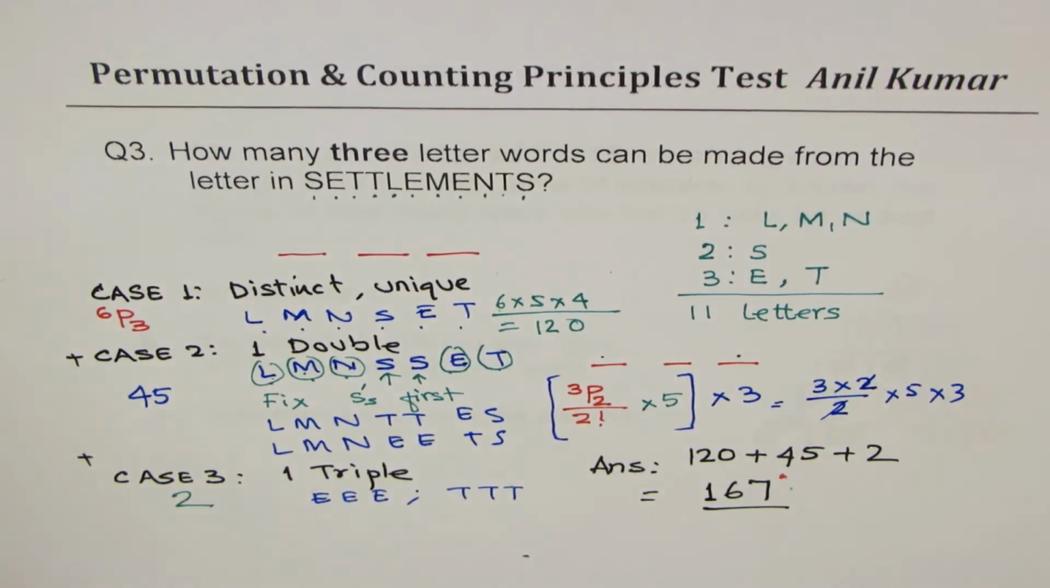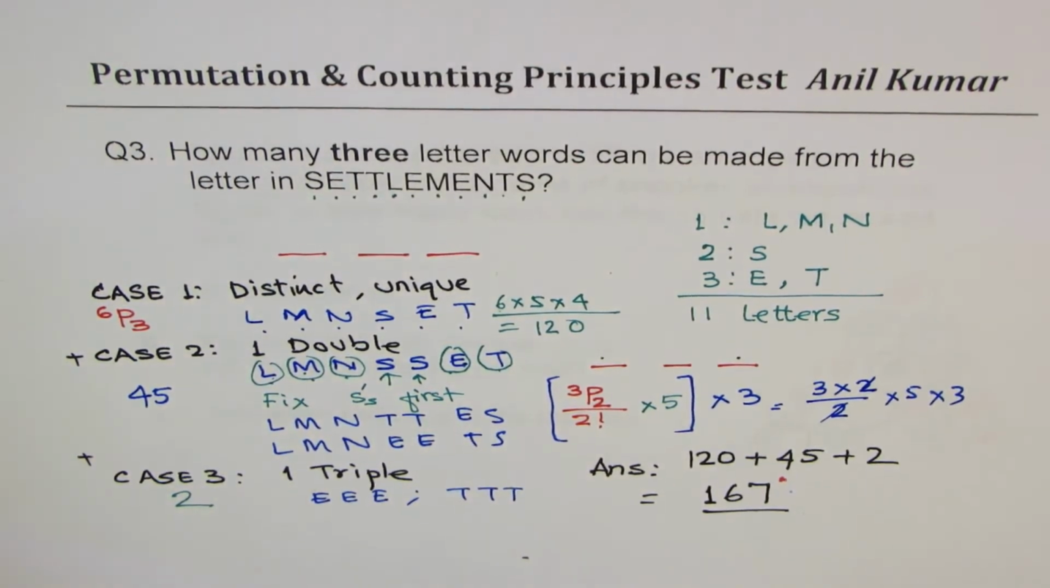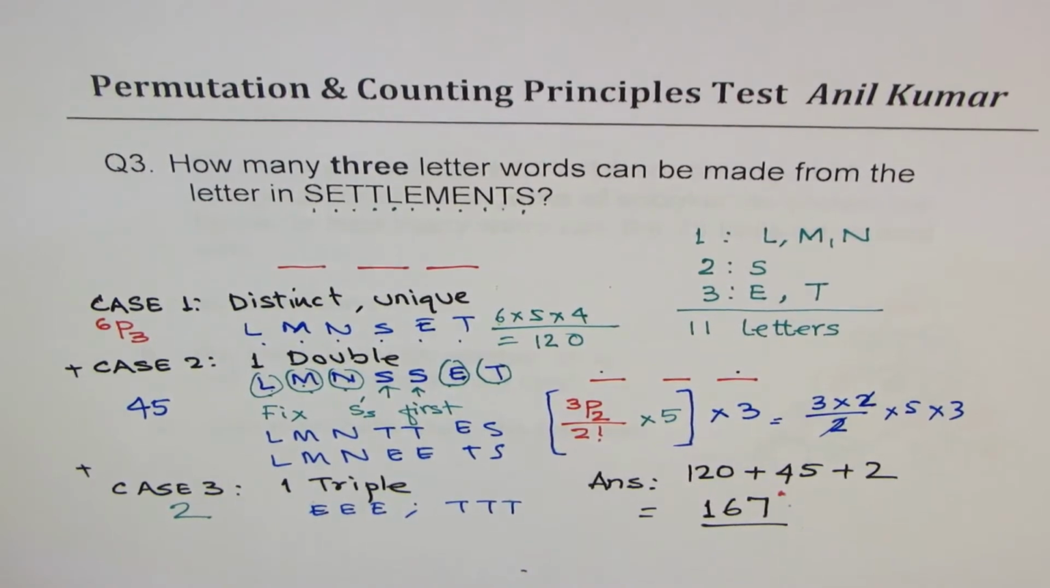167 are the total number of letters which we can have. So I hope this is absolutely clear. I'd like you to really understand this concept and then go back and do part 1b, which we left. That will be very helpful to you. So let's move on and do question number 4 now.